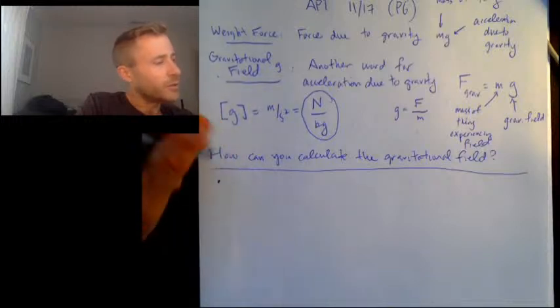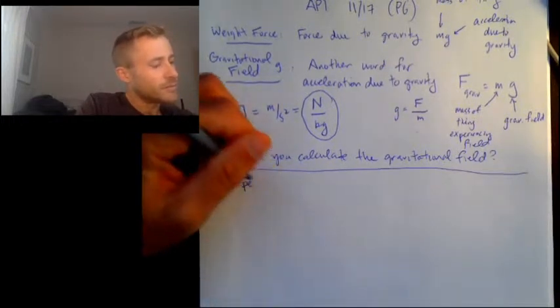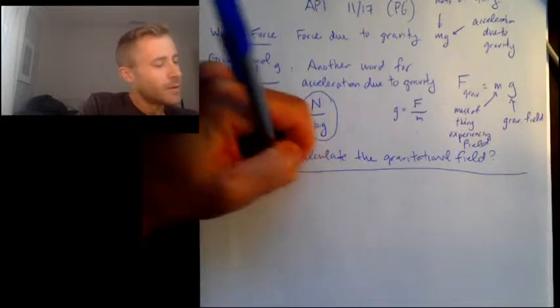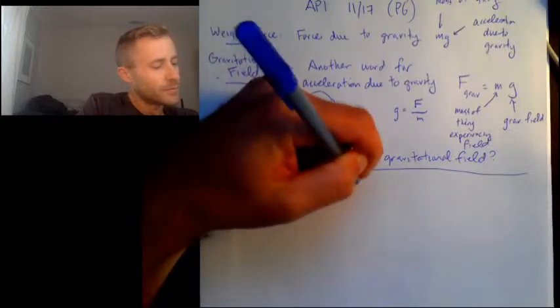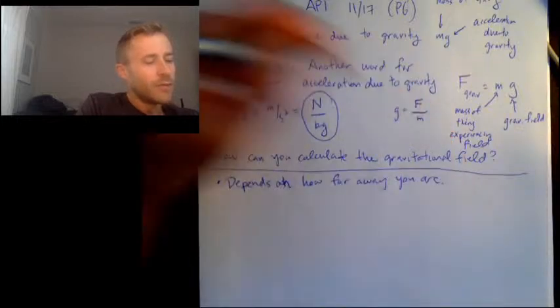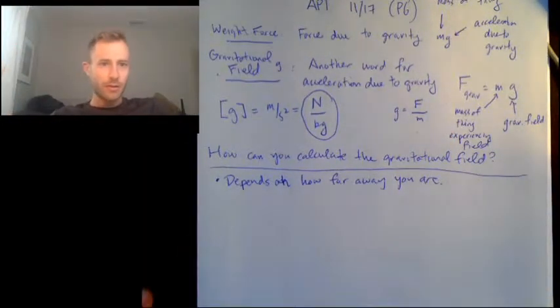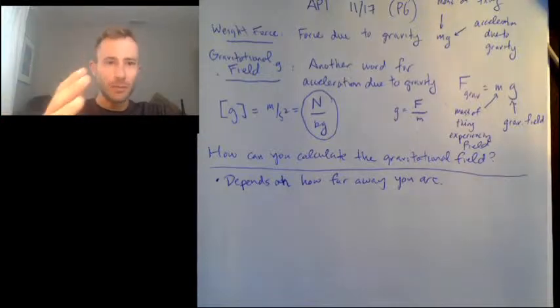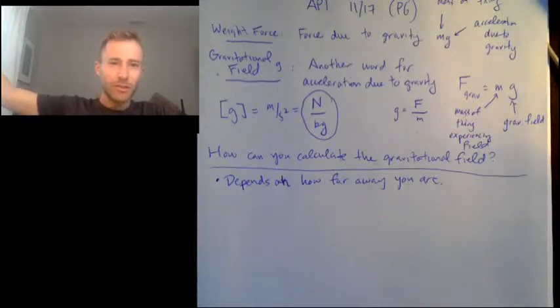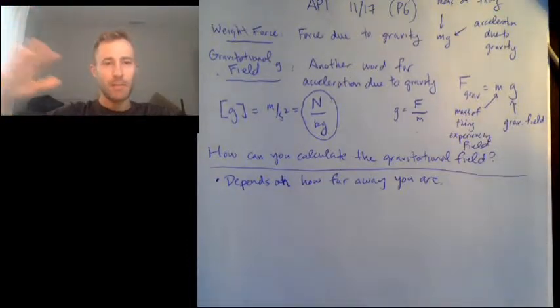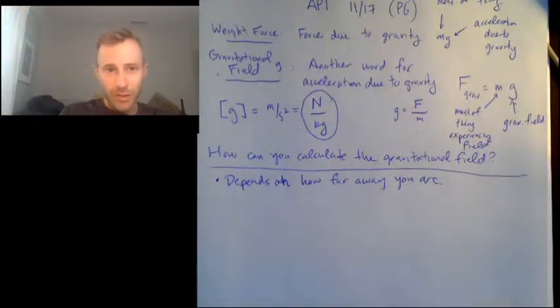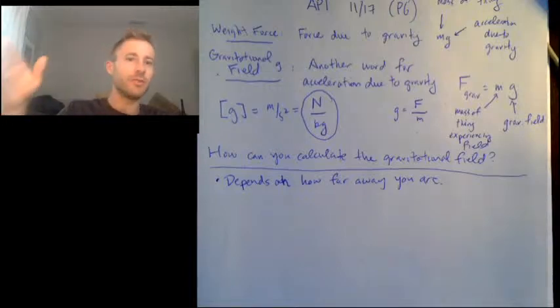So a couple things about the gravitational field. The gravitational field depends on how far away you are. If you move further and further away from a thing, the gravitational field due to that thing gets weaker and weaker and weaker and weaker. Okay? So if you're at the surface of the Earth, the gravitational field due to the Earth is strong. But if you move 10 light years away from the Earth, the gravitational field due to the Earth at that location is very, very weak. So it depends on how far you are away. All right? If you're in orbit around the Earth, there's a gravitational field. Okay? But it's weaker than what the gravitational field is at the surface.